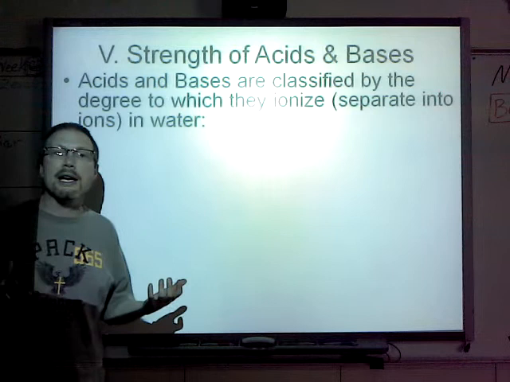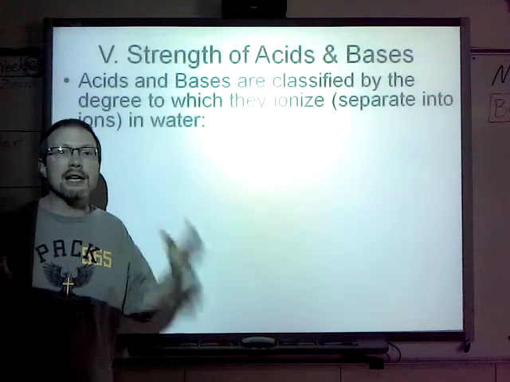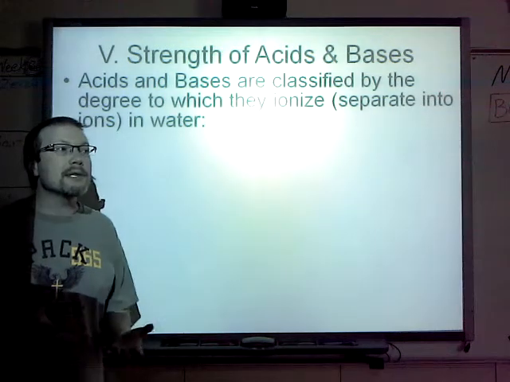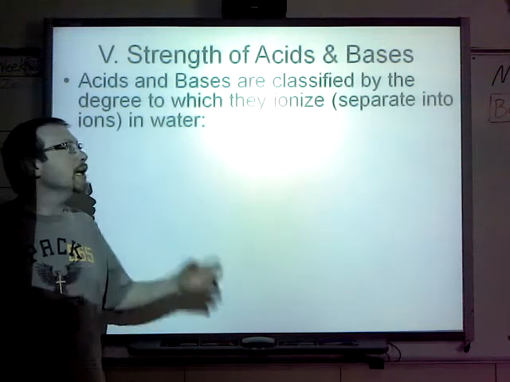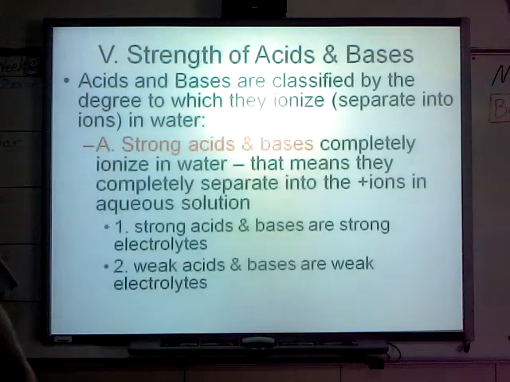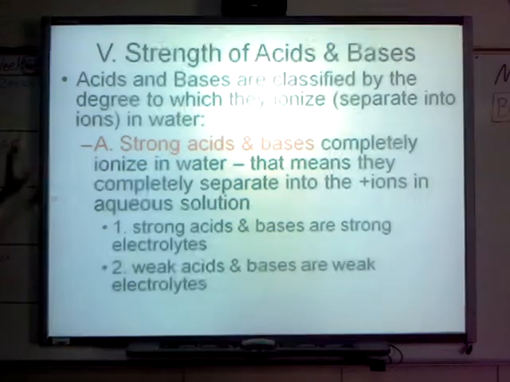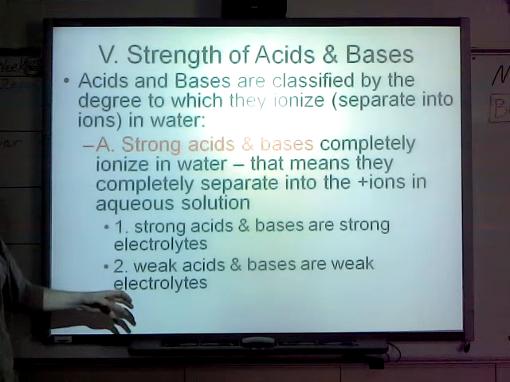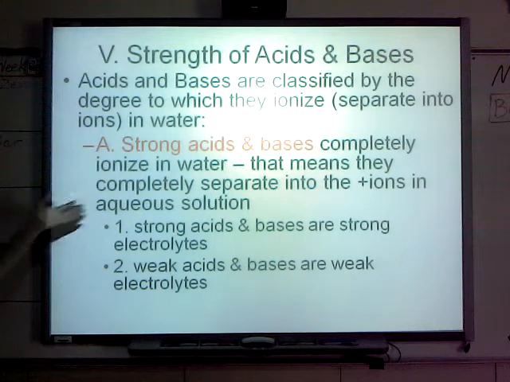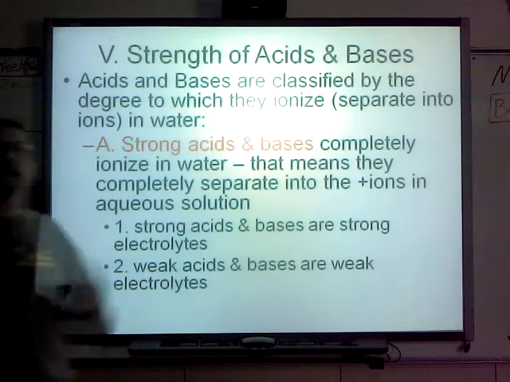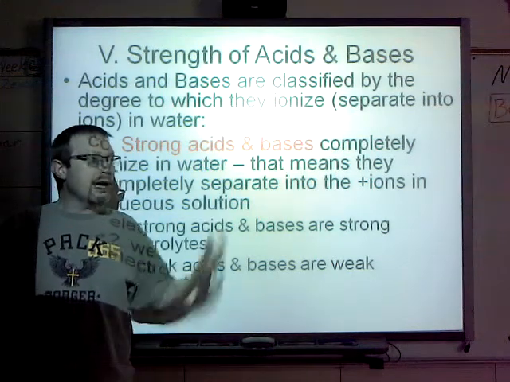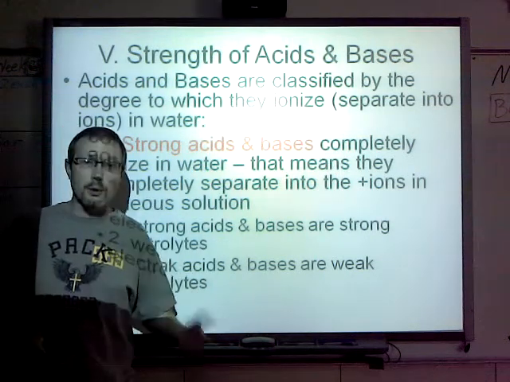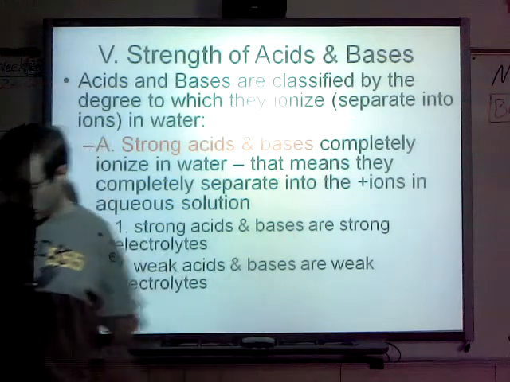Remember, when something ionizes, it gets split into positive and negative ions. Well, some substances do this much more easily than others. And the ones that ionize completely, we say that they're strong. They completely come apart into positive and negative ions whenever they're in solution. They tend to be very strong electrolytes, because if you've got a lot of positive and negative ions, you're going to have lots of ways for electricity to flow through a solution.